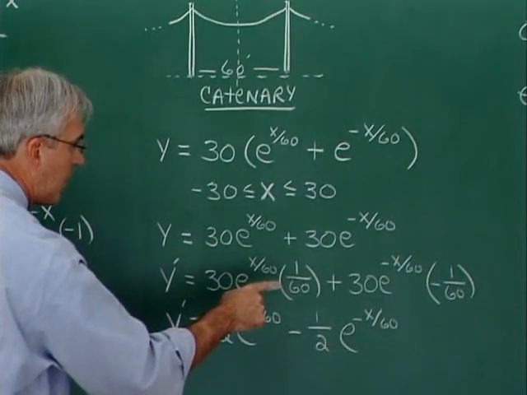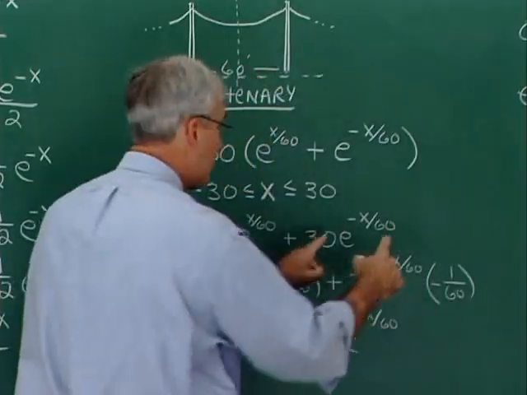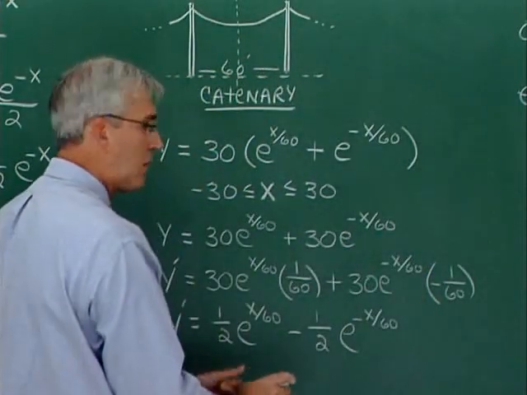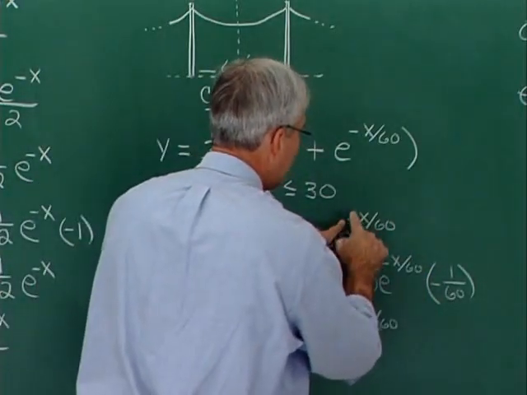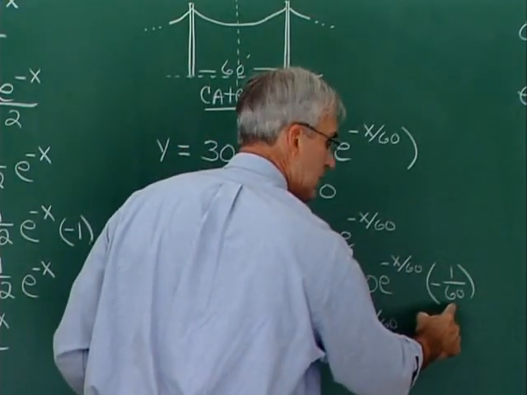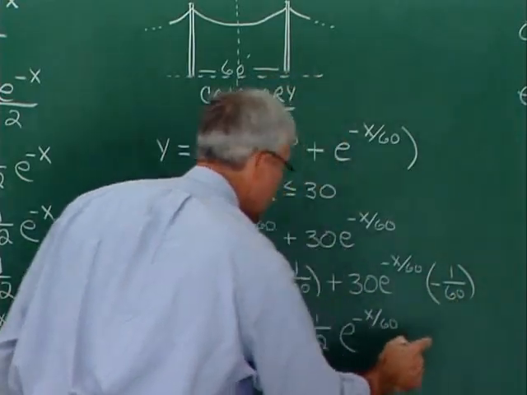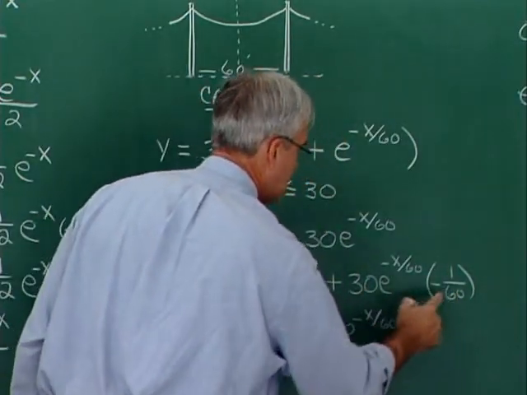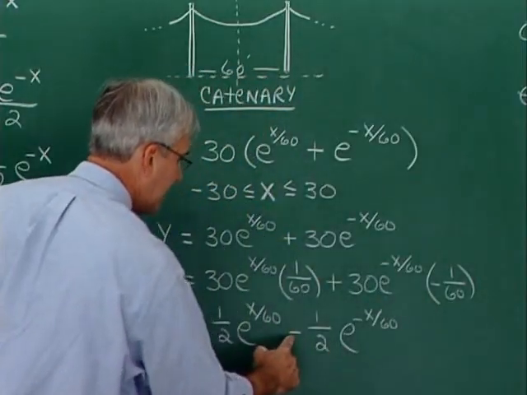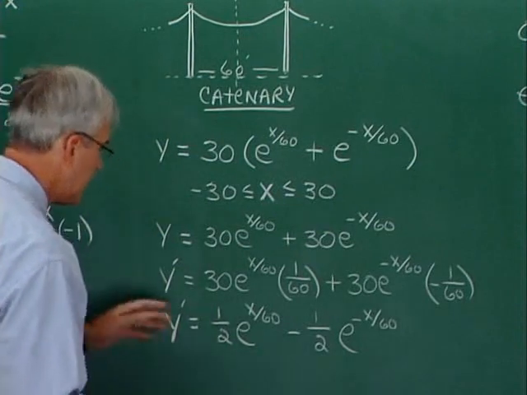All right, on the other part, the derivative of this is this term times the derivative of that exponent. And remember, this is negative 1/60th times x, so the derivative is negative 1 over 60. And again, we have this 30-60 cancellation, so we've got minus 1/2 e to the negative x over 60. Well, what are we going to do with this?